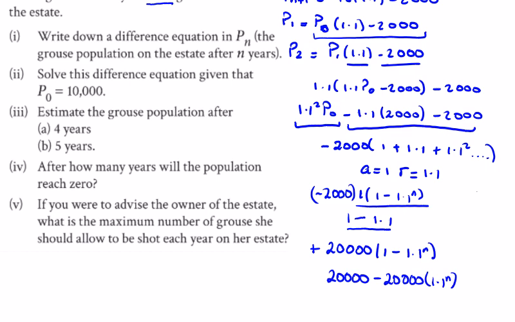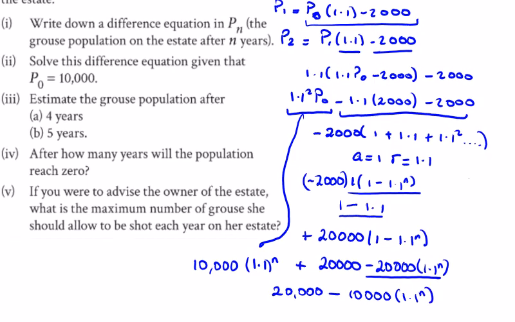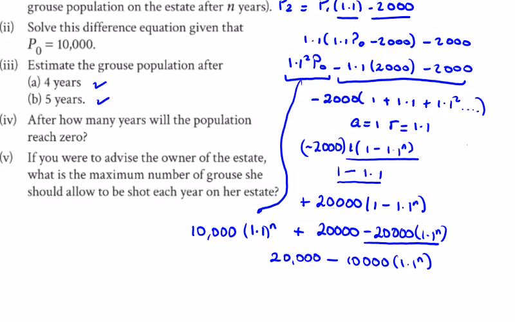And we bring down 1.1 to the power of n by P0, which was 10,000, I'll put it in front, and then plus 20,000 and minus this, we're going to have 20,000 minus 10,000 times 1.1 to the power of n. So that's solving the difference equation, just putting 4 in and 5 in. I'll just do that in the calculator. 5359 is what 4 is. The grouse are going to go extinct, they're going down. 5 is giving me 3895.